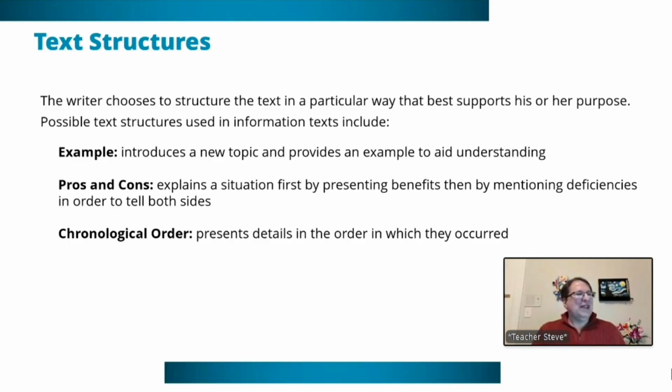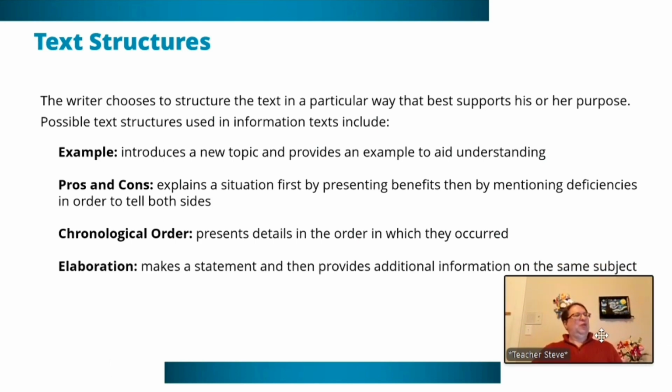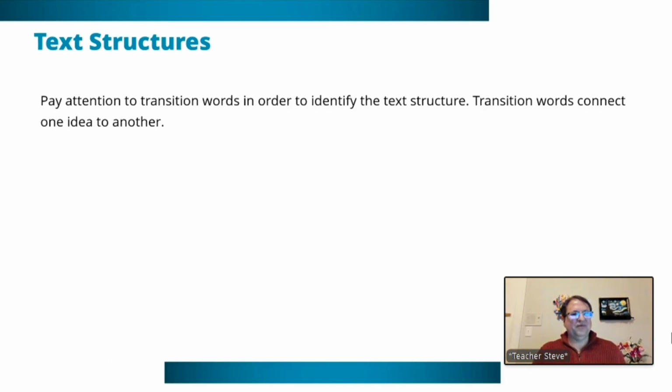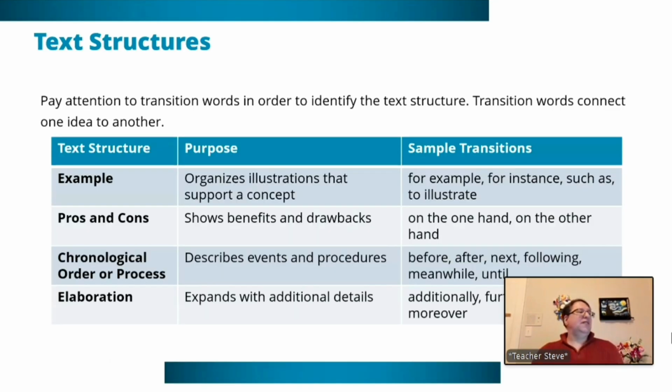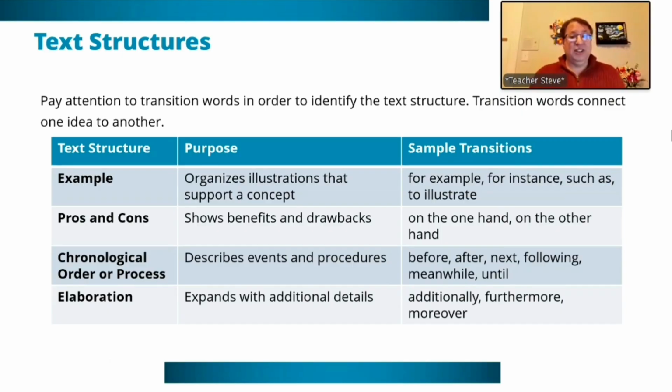Chronological order: sometimes they put things in a kind of narrative, like this happened, then this happened, then this happened. Sometimes they will provide more information after getting that initial statement. Transition words, of course, are going to be the things that really help inform our structure. We're not going to go into too much more detail about this, but this is all in your PDF handout.